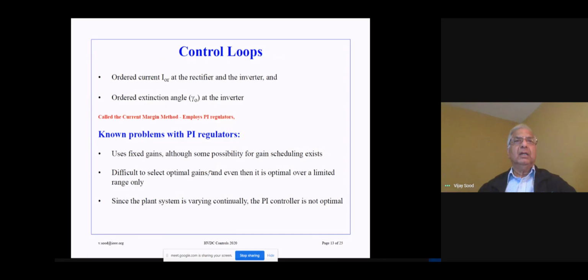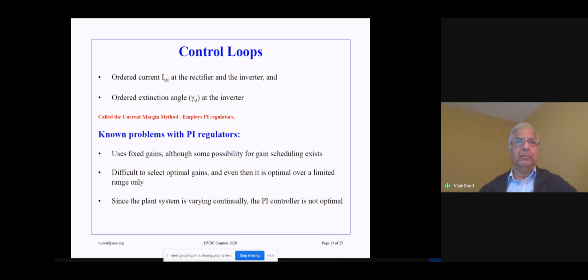So what are the current loops that we have discussed? At the rectifier and the inverter, we have two settings which give you the ordered current, which is called IOR at the rectifier, IOI at the inverter. We have the ordered extinction angle, gamma naught, at the inverter. This method, like I indicated earlier, is also known as the current margin method of control. It employs PI regulators.